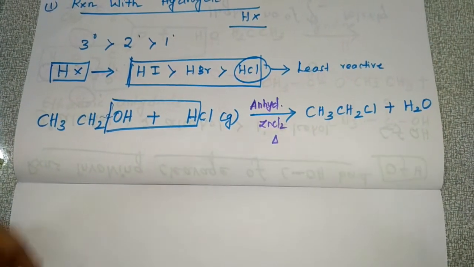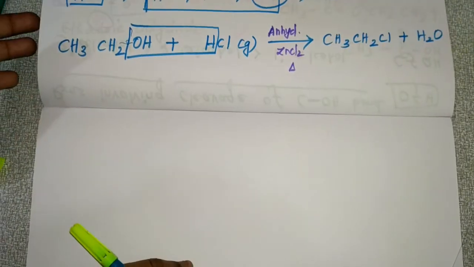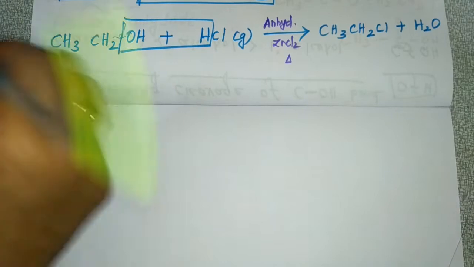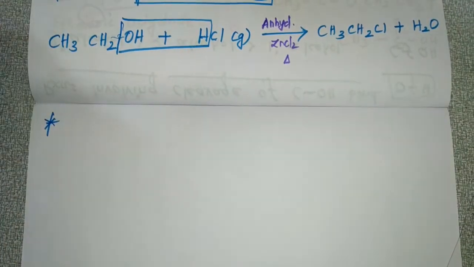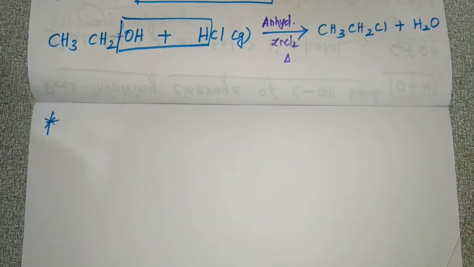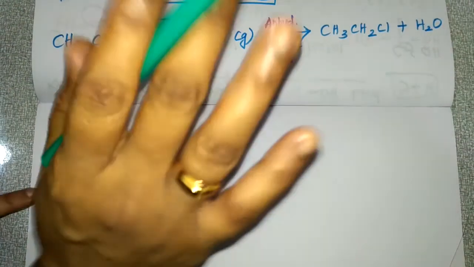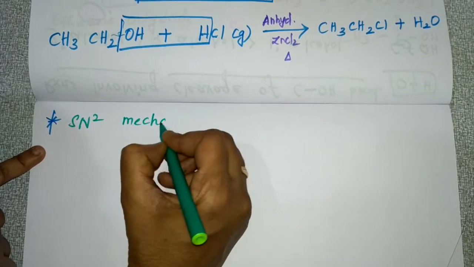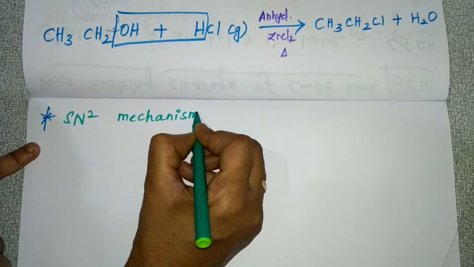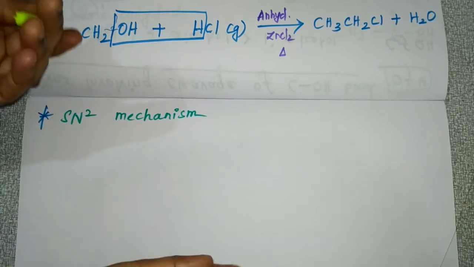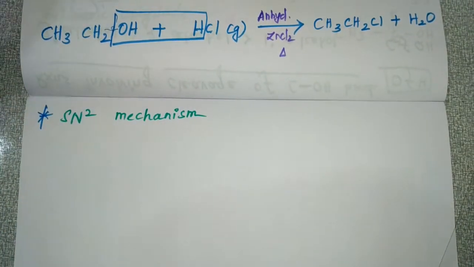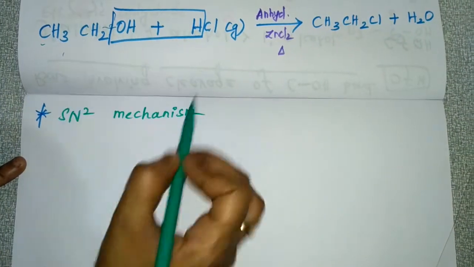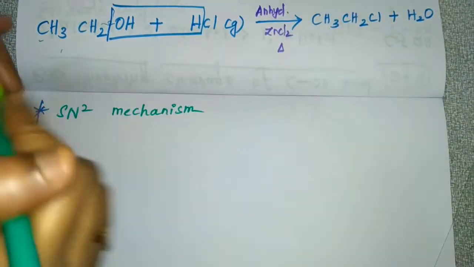Students, I'll give you the mechanism of this reaction also. What mechanism is involved here? You had taken a primary alcohol, so definitely the mechanism will be the SN2 mechanism. I think you remember this SN2 mechanism, which takes place in one step. So here you are using primary alcohol, so the mechanism is SN2.